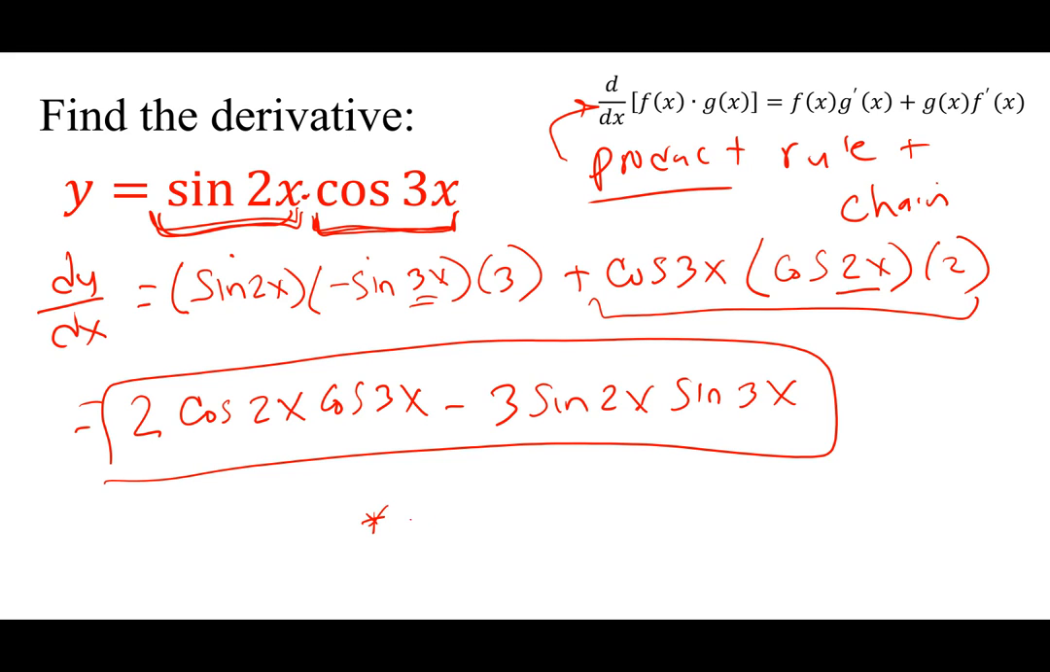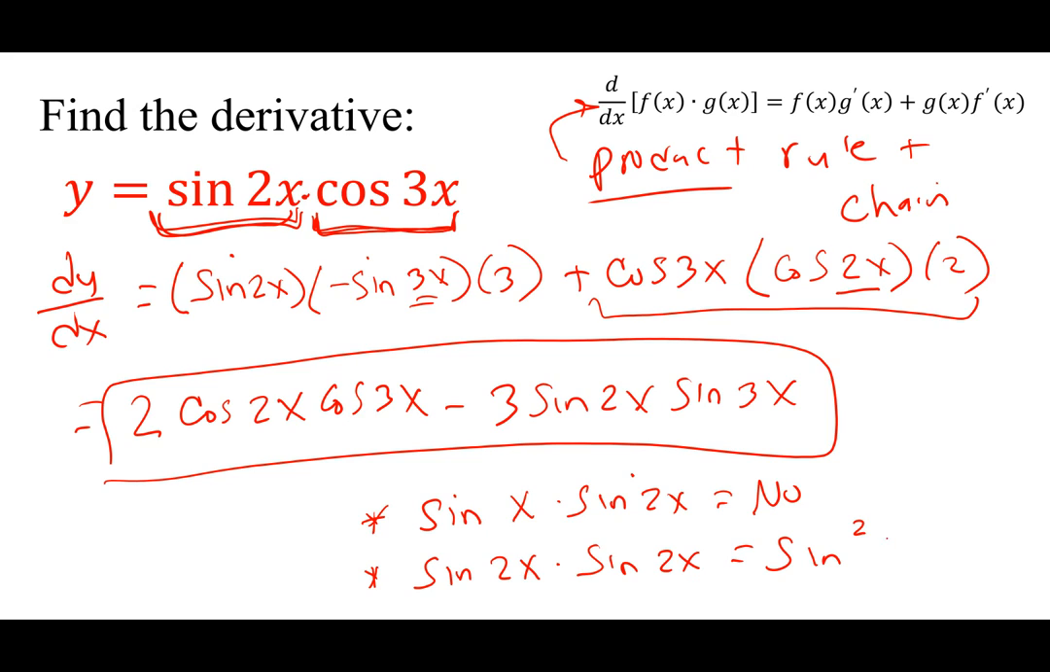So a little note here, if you were being asked to multiply the sine of x times the sine of 2x, you can't multiply them because they're different. If you were being asked to multiply the sine of 2x times the sine of 2x, that would equal sine squared of 2x. So you're allowed to multiply the sines as long as they're of the same quantity. And if they're not of the same quantity, then you would just leave them separate.